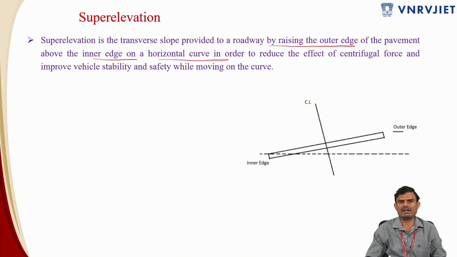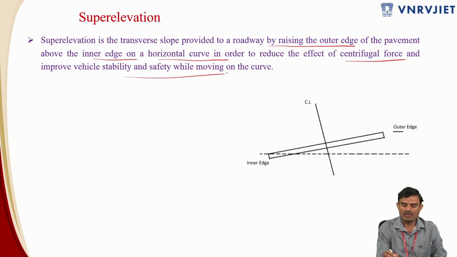So we have to counteract the overturning and sliding by introducing some component. That component here is nothing but superelevation, which is provided in order to reduce the effect of centrifugal force and improve the vehicle stability while moving on the horizontal curve. So this is what superelevation is.